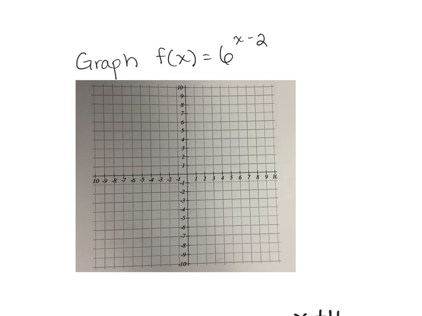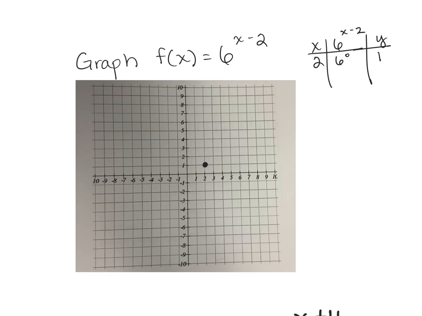So for this one, I would need to plug in an x that has a value of 2. So this would be 6 to the x minus 2. So this would be 6 to the 0, which would give me a y value of 1. So (2, 1) has to be an ordered pair point on this graph.